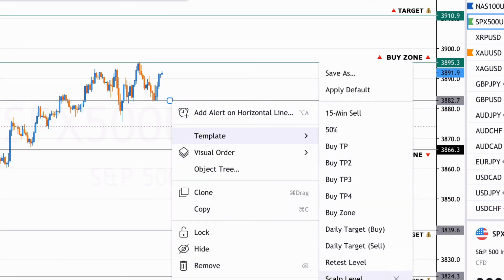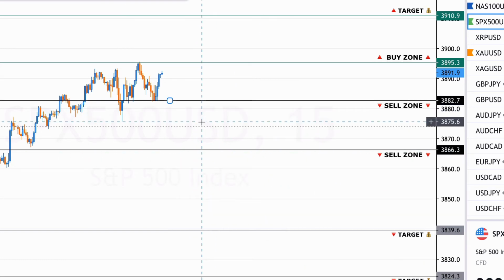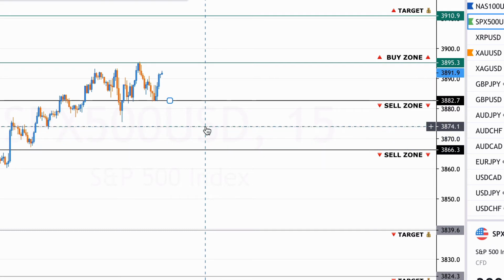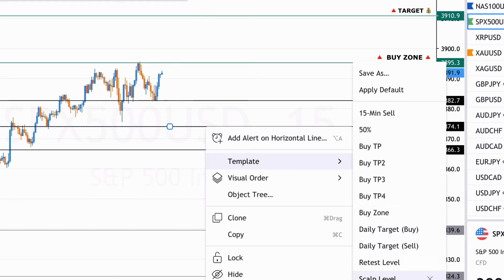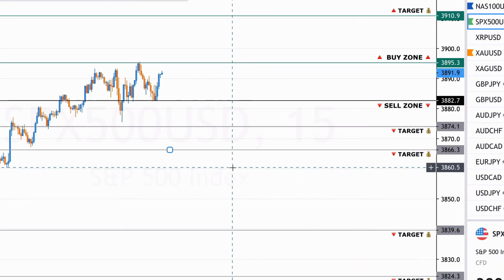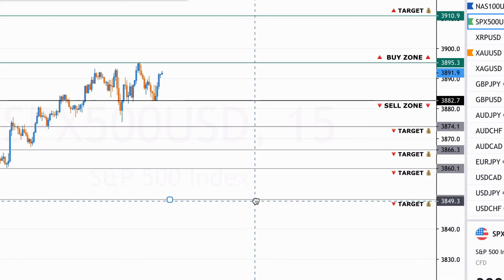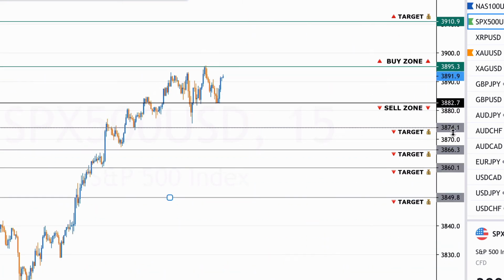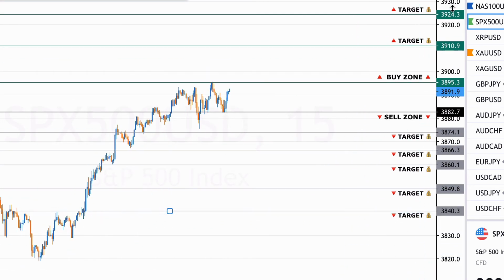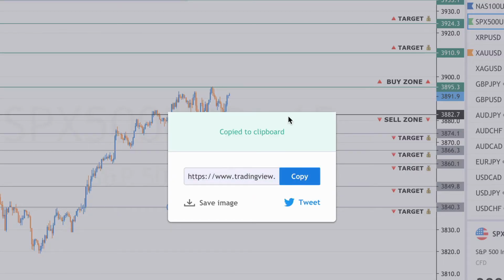So on the 15, let's make that a sell zone. Targets. Let's target where price was right here. And then you can adjust these accordingly. I just prefer trading the indices on the larger time frames. There we go. Perfect. This is a 15-minute chart.